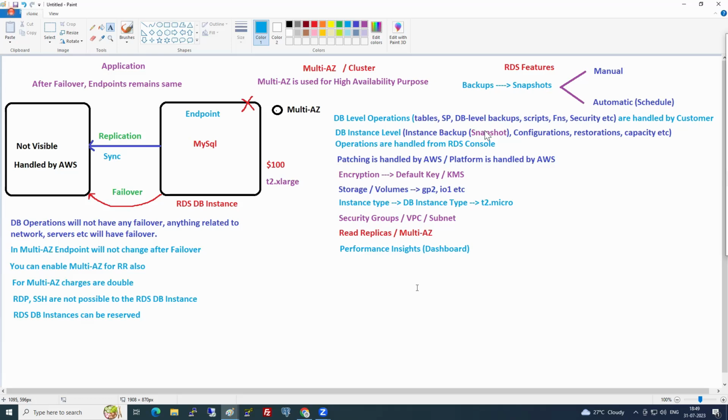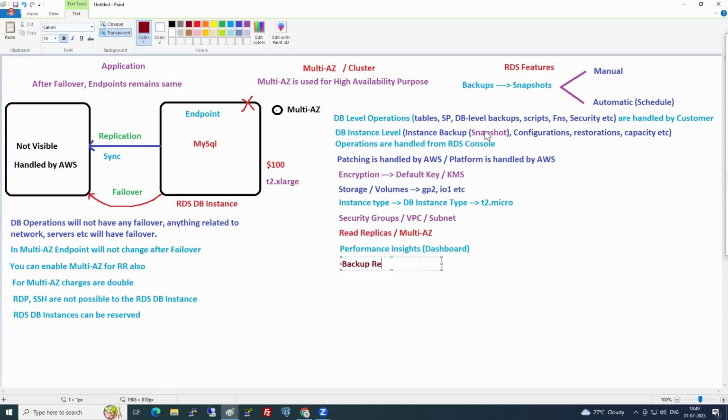So how many backups can you keep in your RDS? 35 backups. The rest you cannot keep, they will be deleted. So backup retention period, maximum how many days? Maximum 35 days. Default is 7 days. Is this for automatic backup or manual backup? This is for automatic backups.